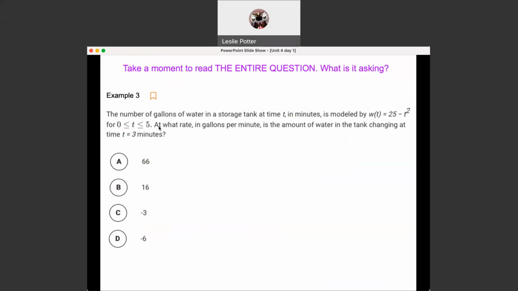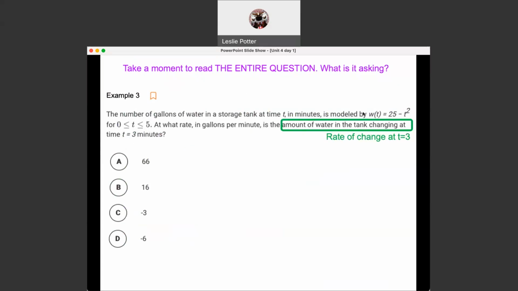So this is the amount of water, okay? And that level is being monitored for 5 hours, from 0 to 5 hours. At what rate in gallons per minute is the amount of water in the tank changing when we get to the 3-minute mark? So it's asking for the rate of change at T equals 3. That's what that phrase is saying.